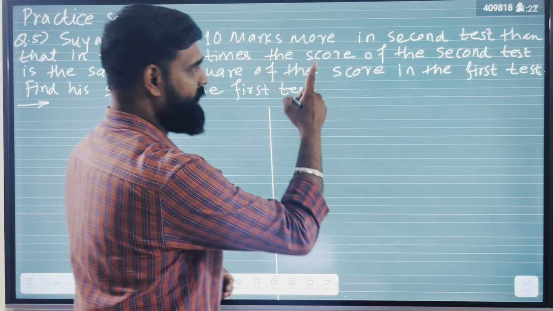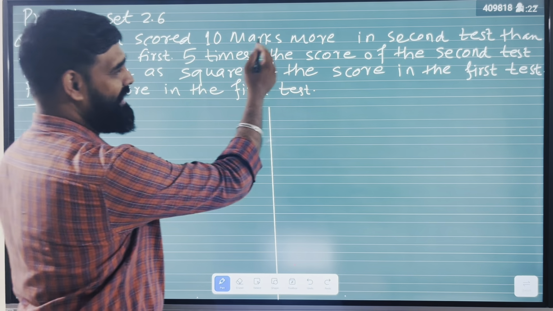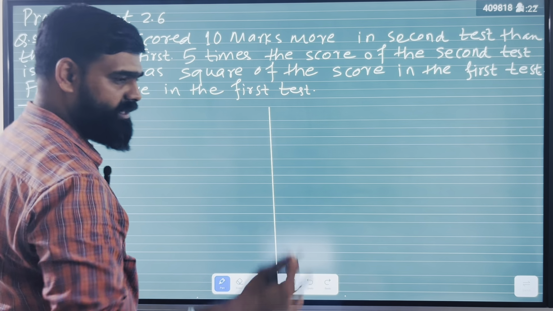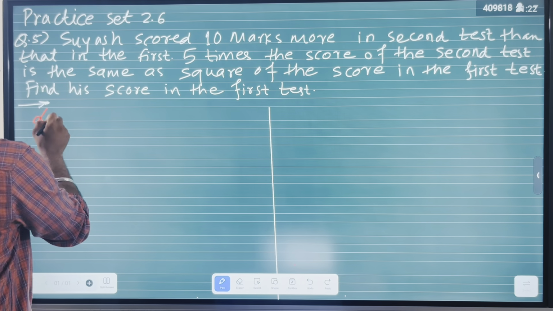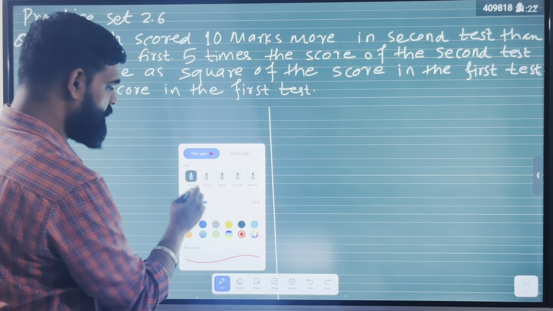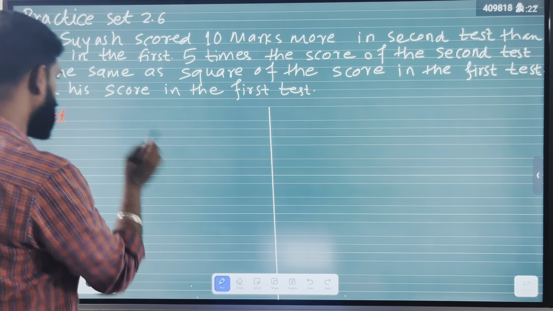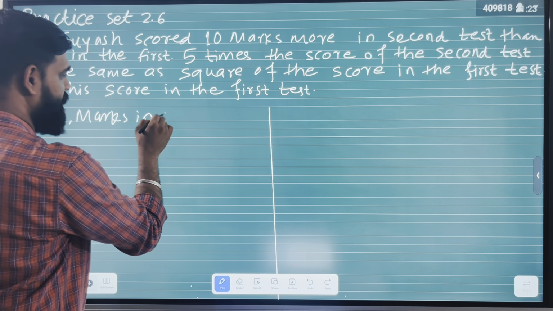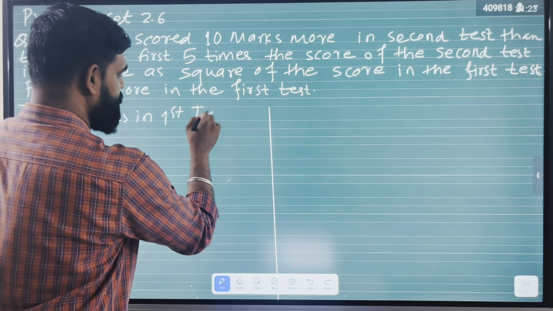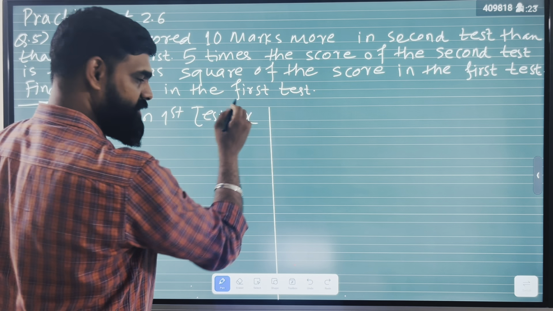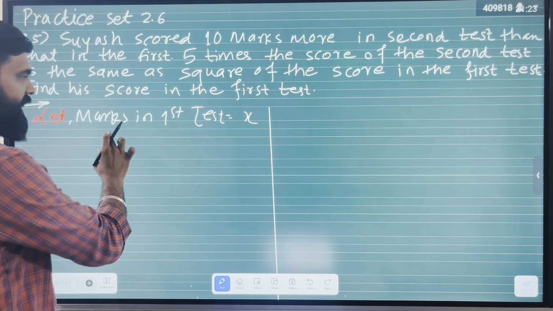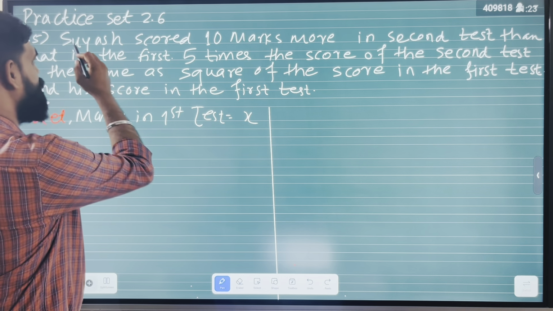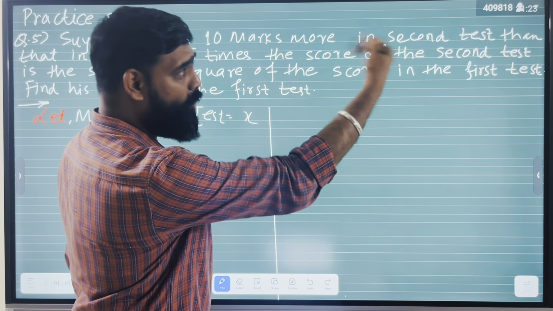So according to condition number 1, Suresh scored 10 marks more in the second test than the first test. So let us consider the marks in the first test. Marks in first test is equal to x. So we are considering the marks which he has scored in the first test is x. So Suresh has scored 10 marks more.